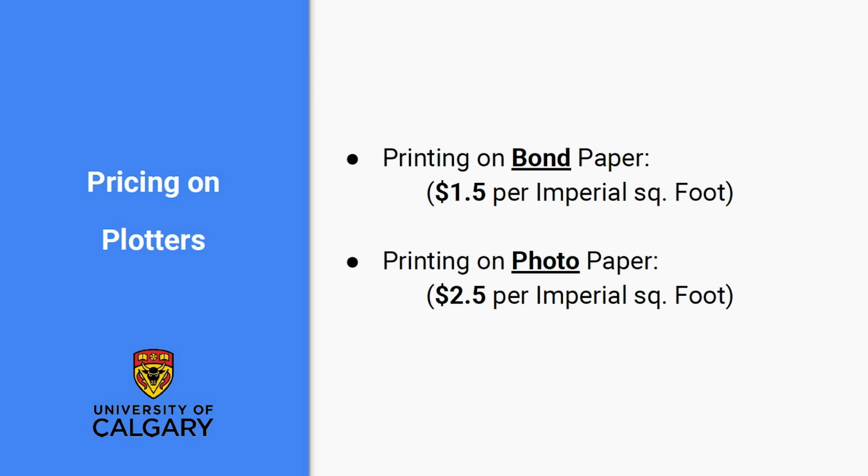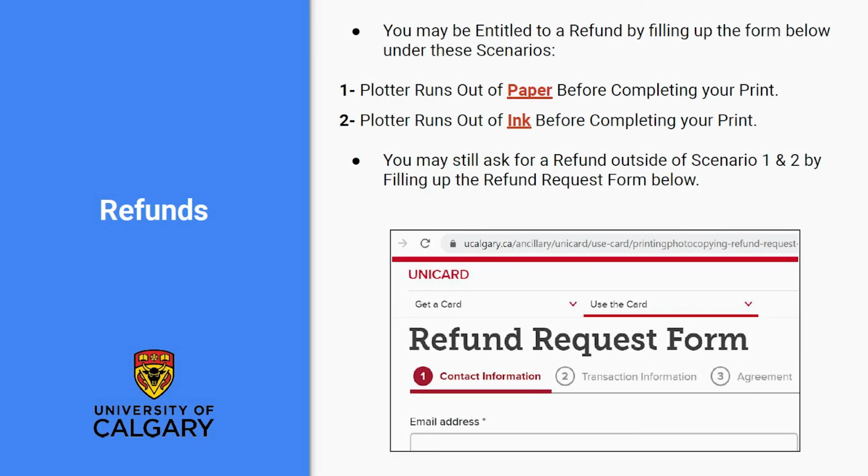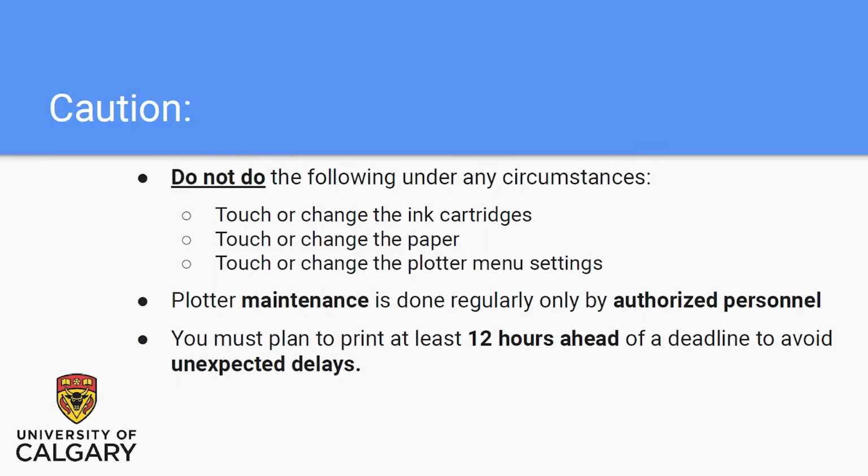Printing on bond paper will cost you $1.50 per square foot, and printing on photo paper will cost you $2.50 per square foot. If the plotters run out of paper or ink before completing your print, you can ask for a refund by filling the refund request form. I kindly remind you not to touch or change the ink cartridges, the paper, or the plotter menu settings. Plotters maintenance is done regularly by authorized personnel.